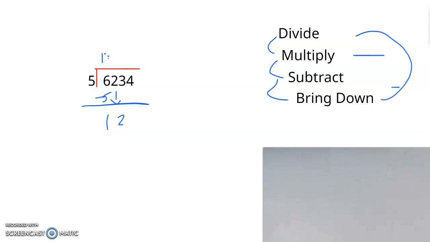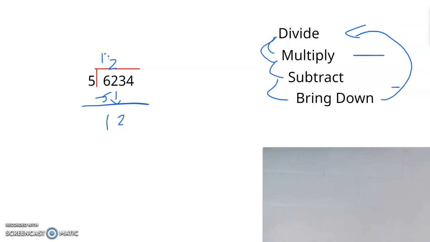Now we're going to go back up to the top and we're going to divide again. So this time we're going to divide 5, this number, into 12, that number. Let me undo what I just put so it's not there later. So 5 goes into 12 2 times. I'm going to put it above the 2 because that's the number I brought down.